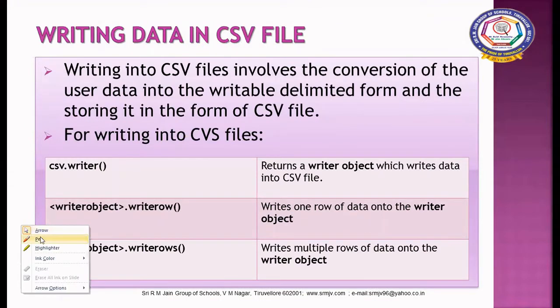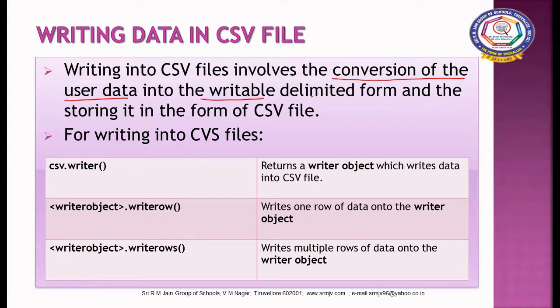Now, writing data into a CSV file. Writing into a CSV file involves the conversion of user data into a writable, delimited form and storing it in the form of a CSV file. Whatever data the user gives is converted through the writer object, a delimiter is attached to the user data, and it gets stored in the CSV file. The extension for the file is .csv.